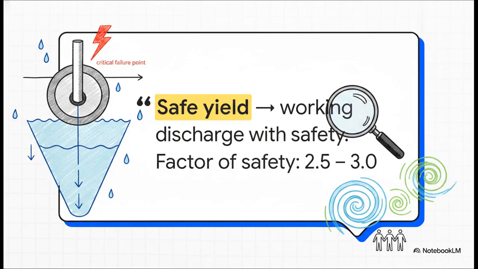To prevent total disaster, engineers establish a safe yield. They take that critical failure point and divide it by a massive safety factor, usually 2.5 to 3.0. By doing this, we keep these invisible mechanics completely stable, ensuring the well doesn't fail and that our water supply lasts for generations. So the next time you turn on your tap, you've got to ask yourself, just how big is the invisible cone of depression growing beneath your feet right now to bring that water to you?